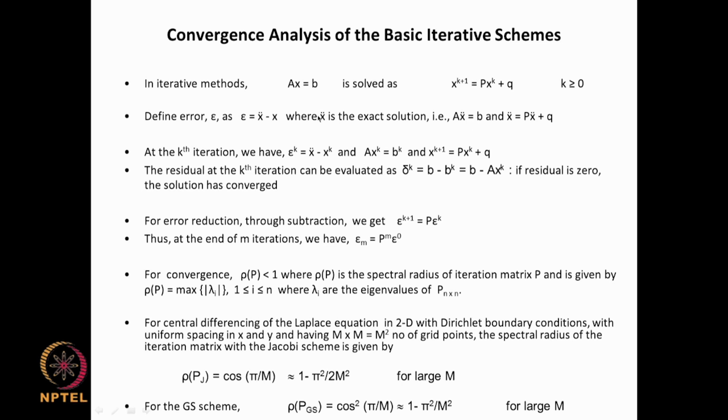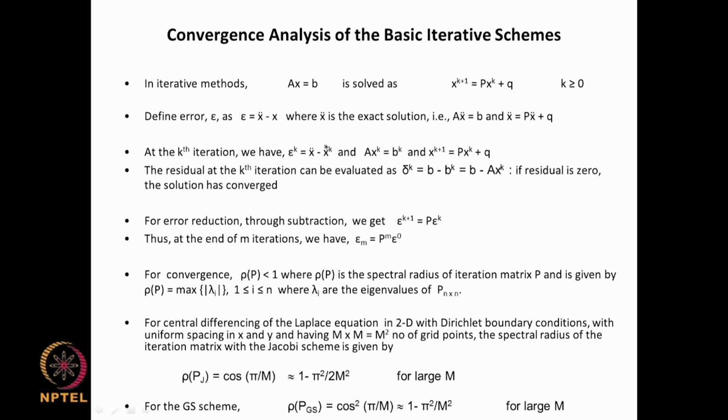So, the exact solution is such that when you substitute x double dot, you get A x double dot equal to b, and it satisfies this equation as well. So, we also have x double dot equal to P x double dot plus q. So, this is the exact solution, and if you know the exact solution and the current solution x, then you can define the error as the exact solution minus the current solution. So, the error at the kth iteration is the exact solution, which is always the same for a given Ax = b, minus x^k.